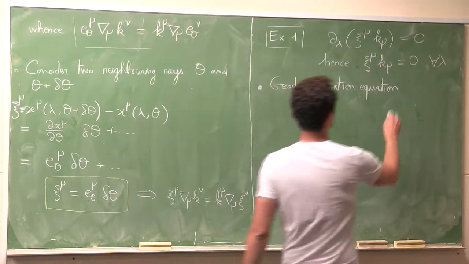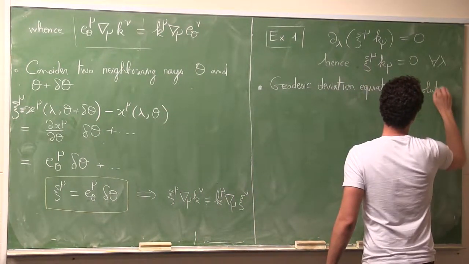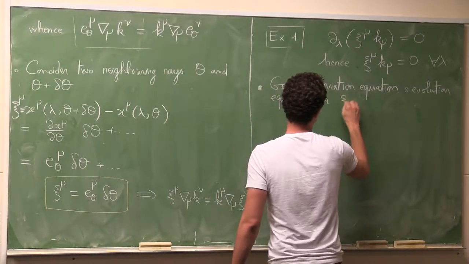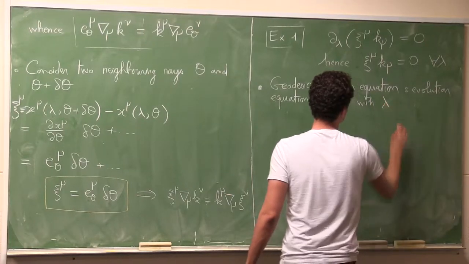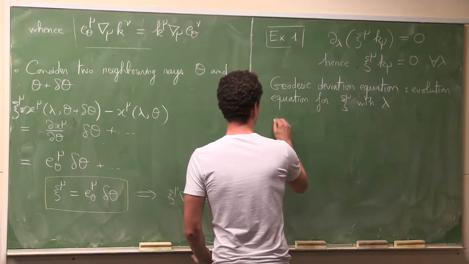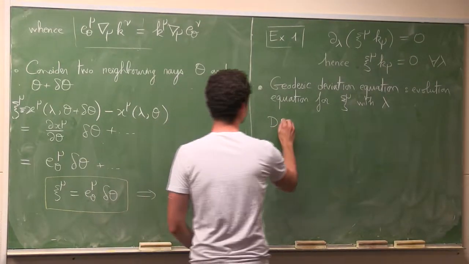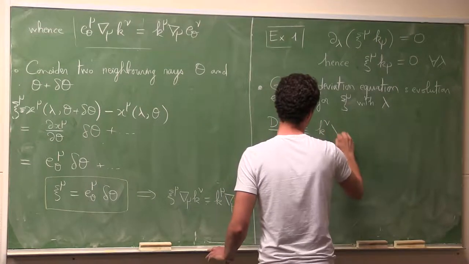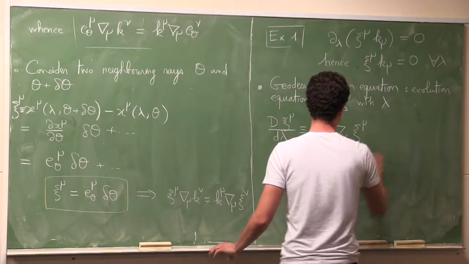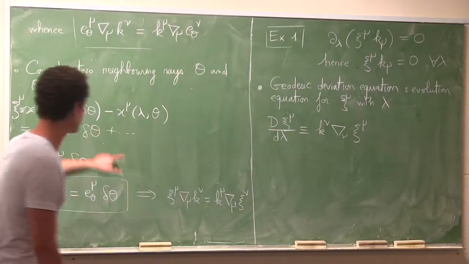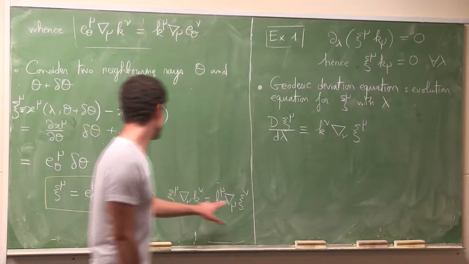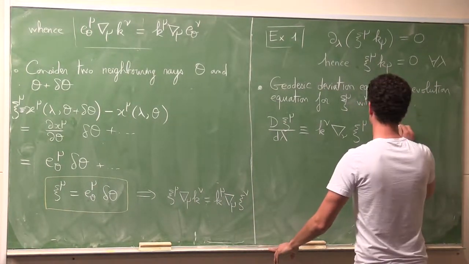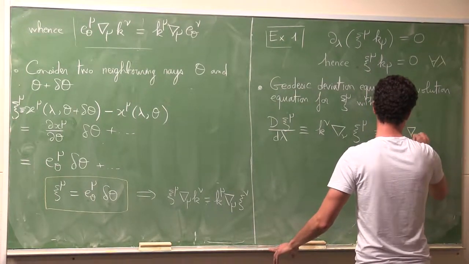So it's an evolution equation for psi mu with lambda. So let's compute what is the covariant derivative of psi mu with respect to lambda. That is to say, k nu nabla nu psi mu. Well, here I recognize the right-hand side here, so I know that actually this thing is nothing but psi nu nabla nu k mu.